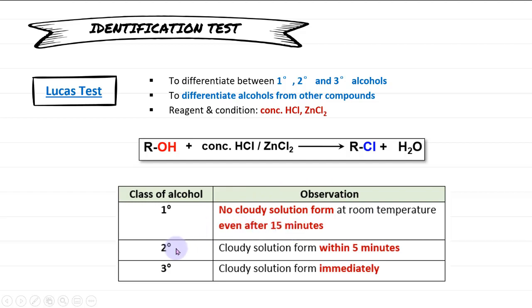For secondary alcohol, you're going to observe cloudy solutions form within 5 minutes, and tertiary alcohol, cloudy solutions form immediately. Alright, so next let's look at some of the example questions. This example question is an extra one, and you may jot down somewhere in your notes under the topic Lucas test. Okay, so given the first structures over here, this is the structures from just now.